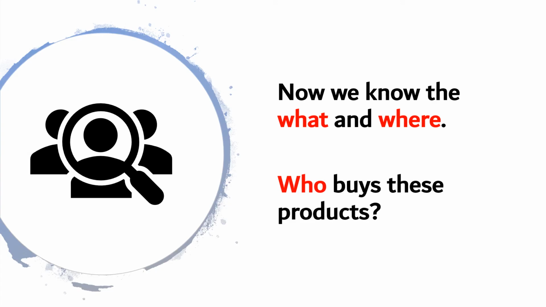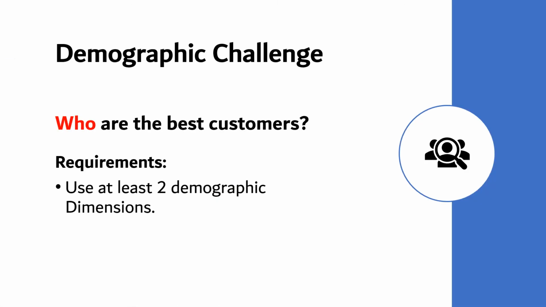So now that we know what and where the best products are sold, who buys these products? Like, who are our customers? Who is Monica selling to? Who should she be marketing to? This is a very important consideration. So now we're going to do a demographic challenge using the demographic file information. So we're going to try and find out who the best customers are. The only requirement is that we use at least 2 demographic dimensions.